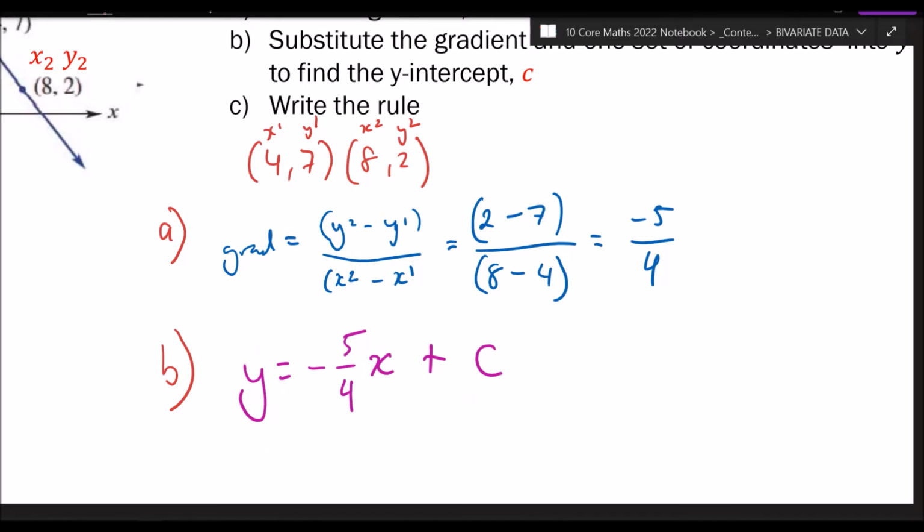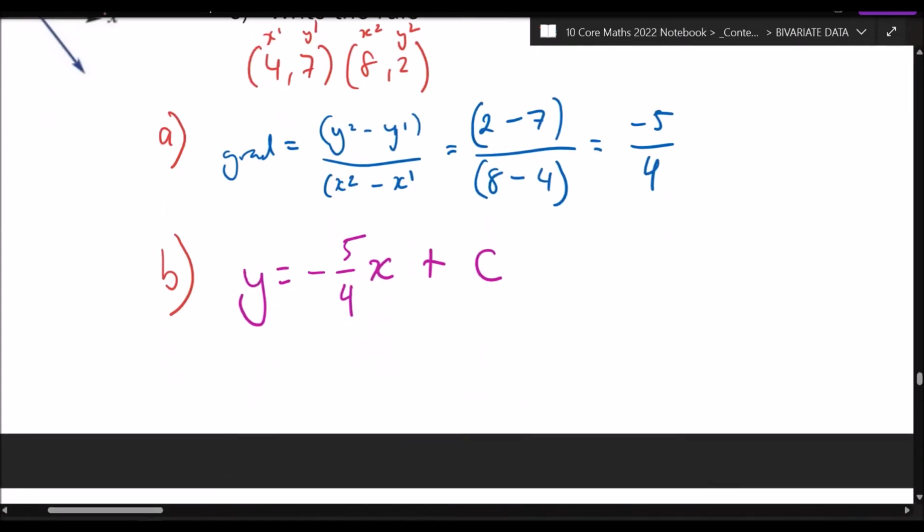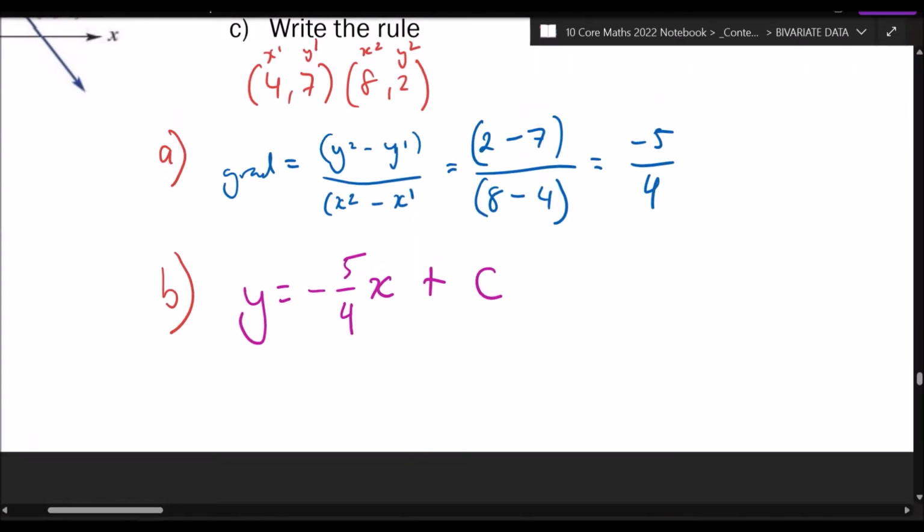So, Jamie, which points do you want to use? 4. Cool, let's go 4 and 7. All right, so change 4 and 7 into the x and y here to find out what C is. So let's change y, it's going to become 7 equals negative 5 over 4. It should be in purple, sorry. Negative 5 over 4 times, and then what's x going to be? 4, okay? Right there.